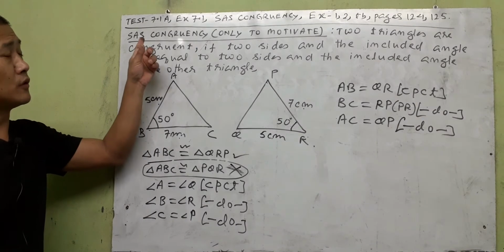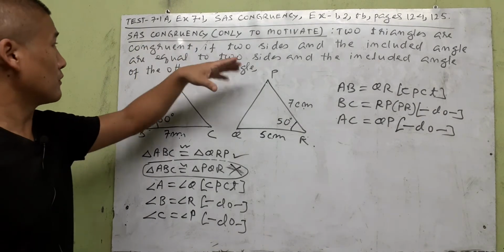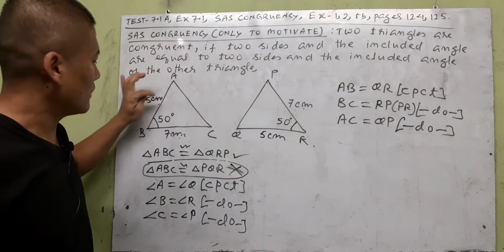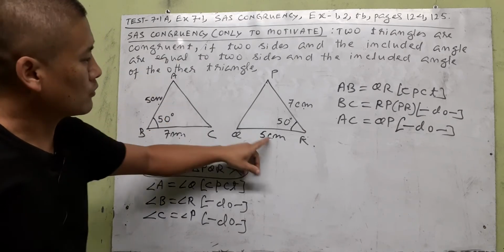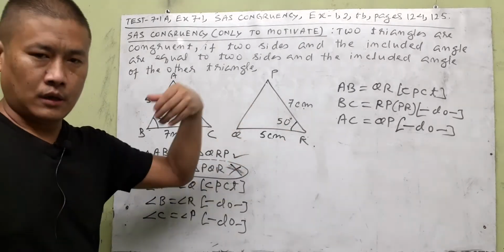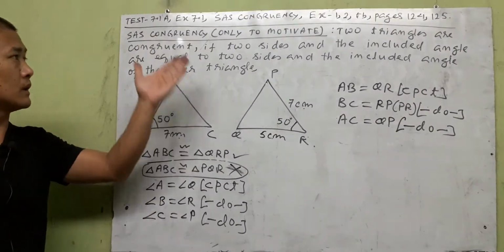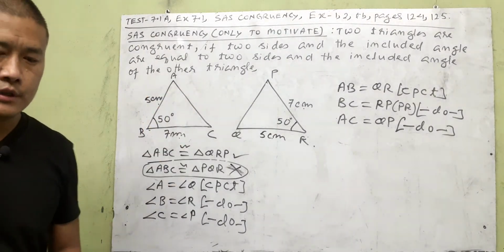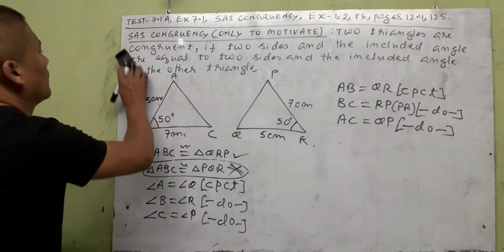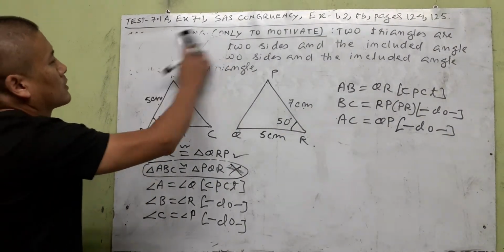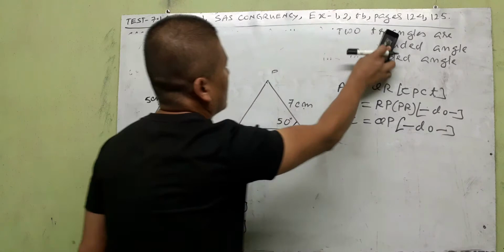So first condition for testing congruency of triangle is SAS, which says if two sides and the angle between are equal to two sides and the angle between another triangle, those two triangles will be congruent by SAS congruency. Okay, so here next, let us go to the example 1 and apply this SAS.